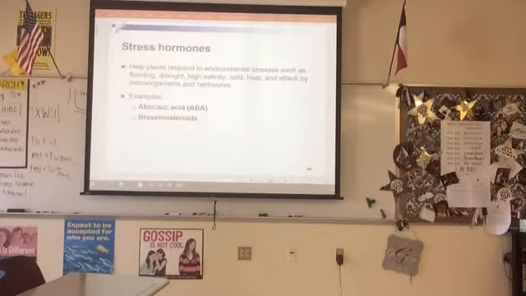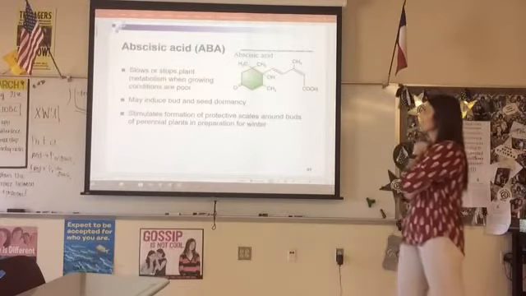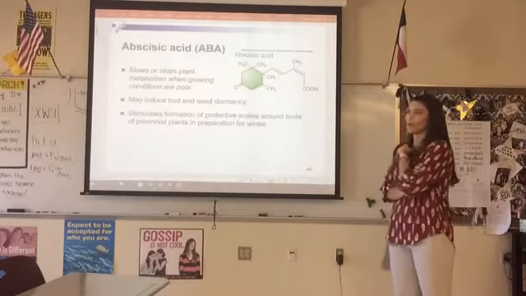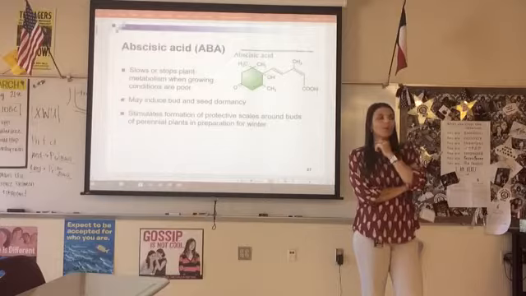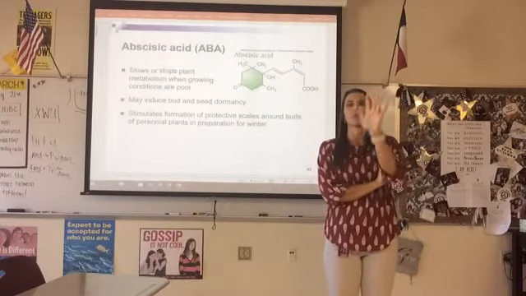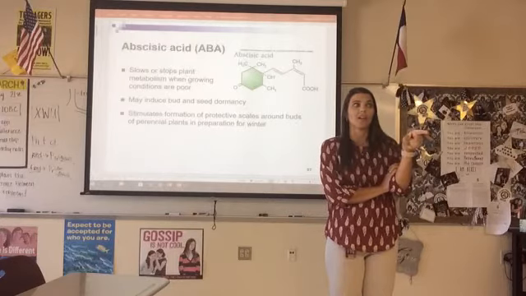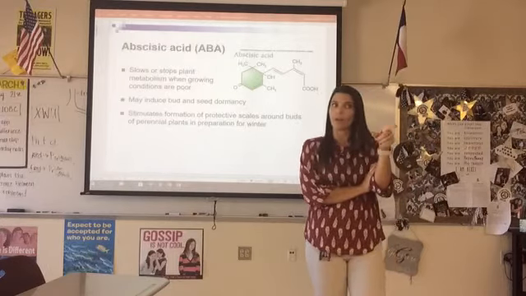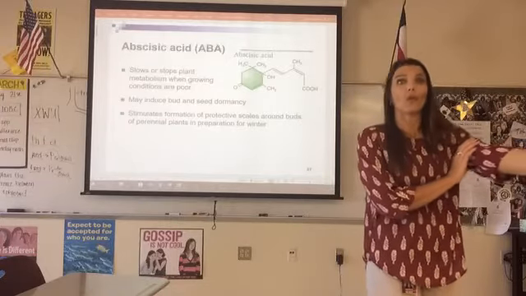Abscisic acid first. Very first thing it says is it slows or stops a plant's metabolism. Why do we want to slow or stop a plant's metabolism? You already know the answer to this. Why do we want to tell a plant, just stop right now? Because what? It will grow forever. The conditions aren't favorable. It will grow forever.